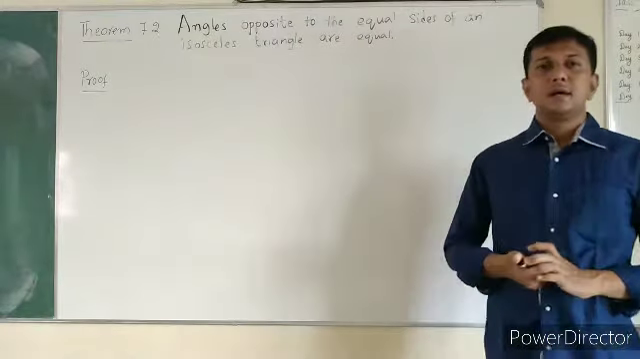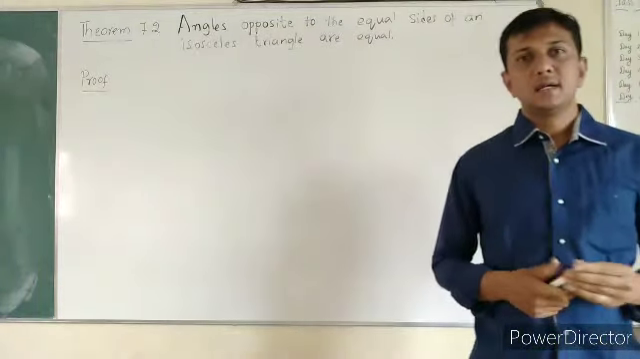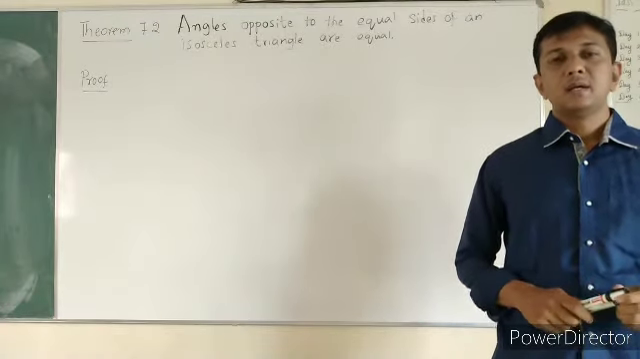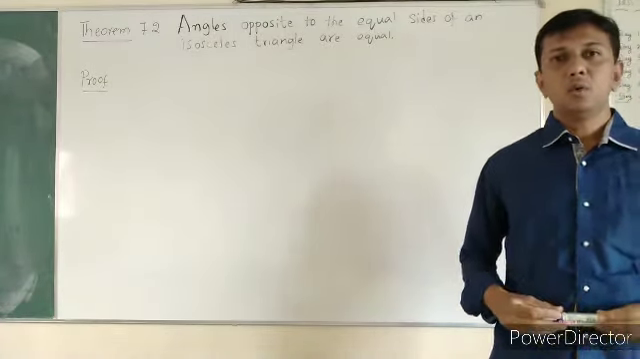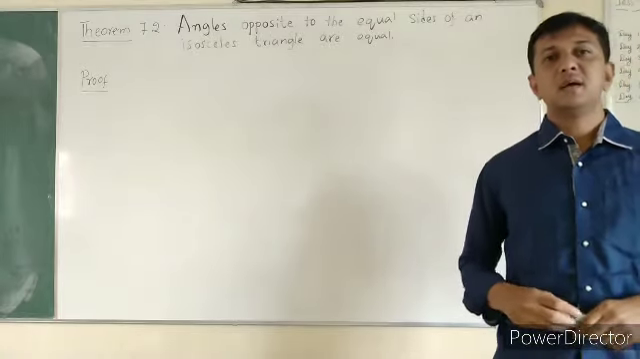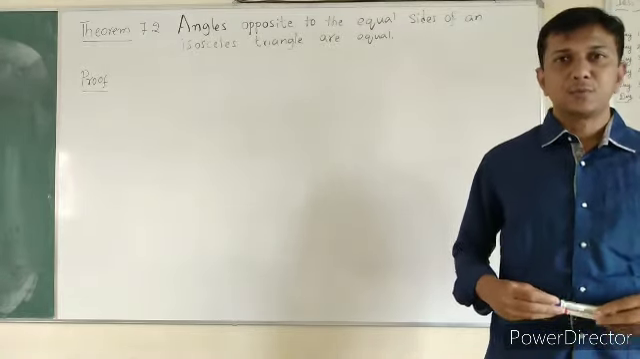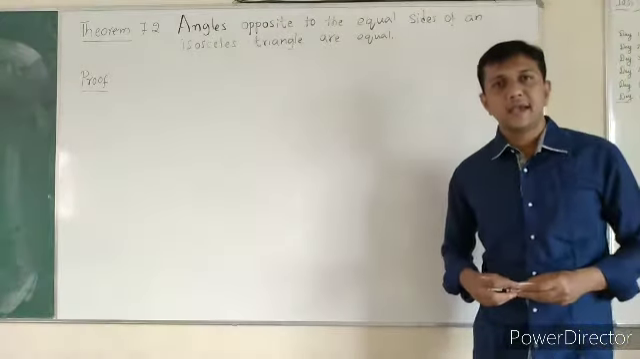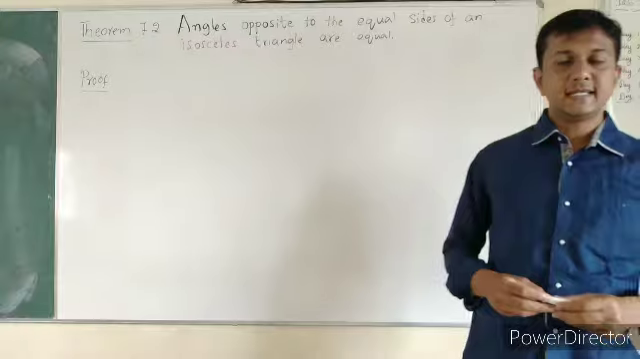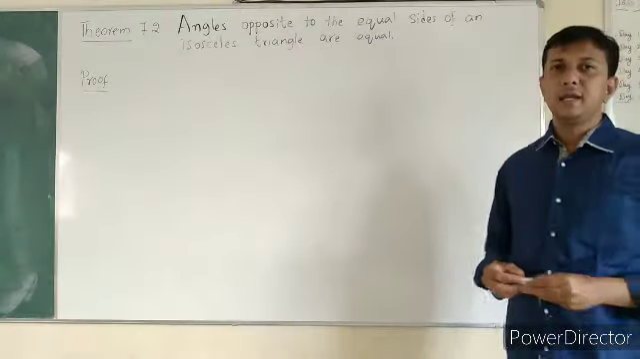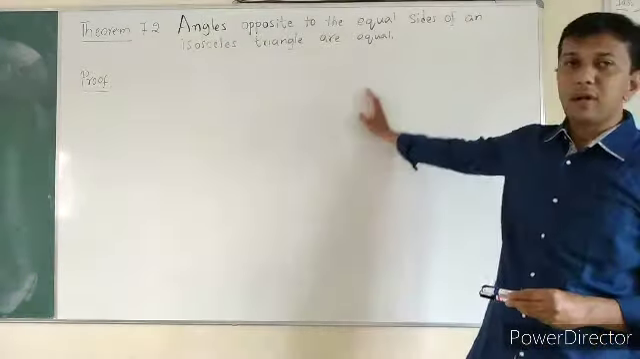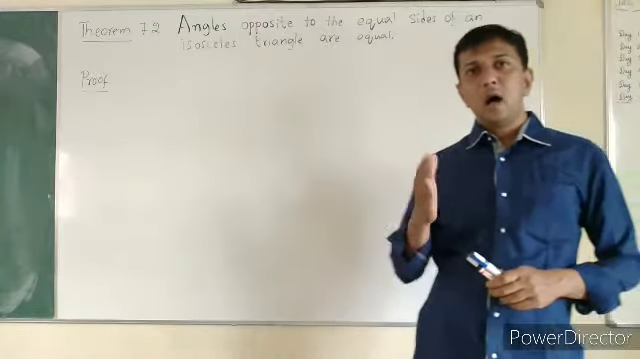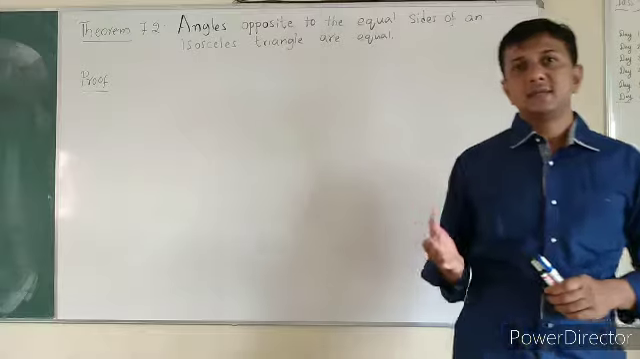Students, so far we have discussed the solutions regarding exercise 7.1. After that, a few theorematic statements are there. Let us learn them, let us prove them, which are essential in solving the forthcoming exercise problems, that is exercise 7.2. So here is theorem 7.2, which states that angles opposite to the equal sides, that means equal sides of what?